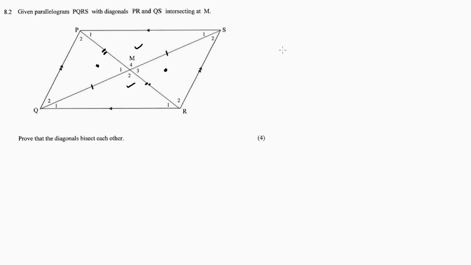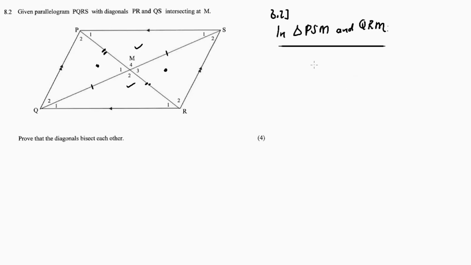Once I prove congruency of the triangles, then I can state that this length is equal to that length, which is what we want. We want to show that the diagonals bisect each other. Now let's use this triangle and this one. So 8.2: in triangle PSM and triangle QRM, so now two triangles, this one and this one.